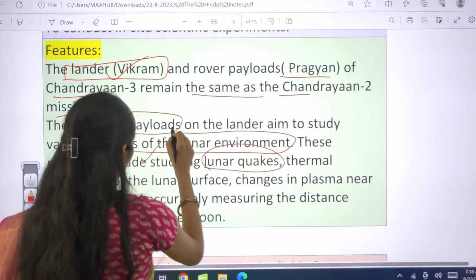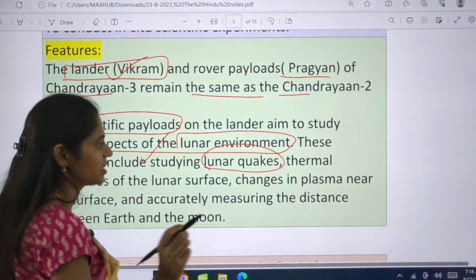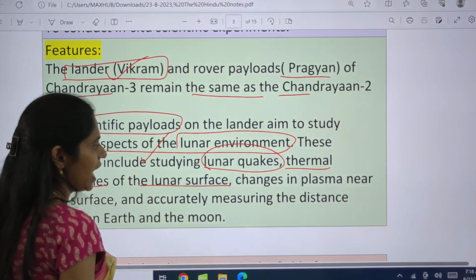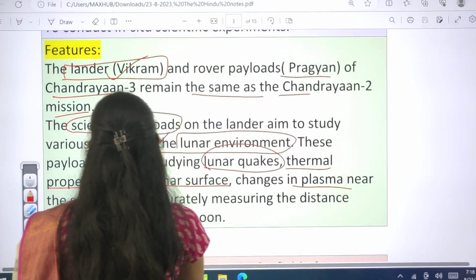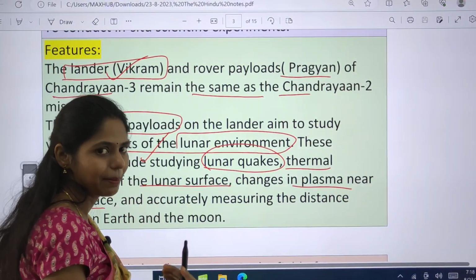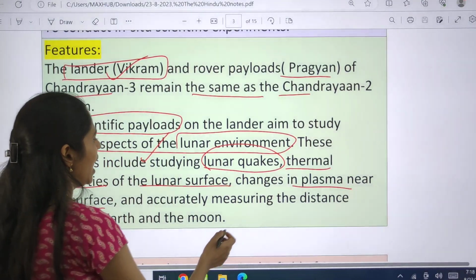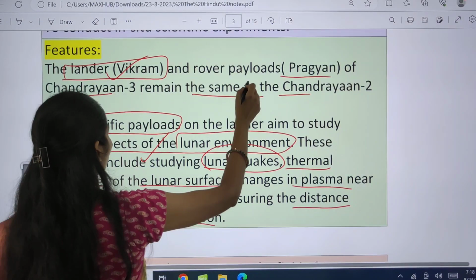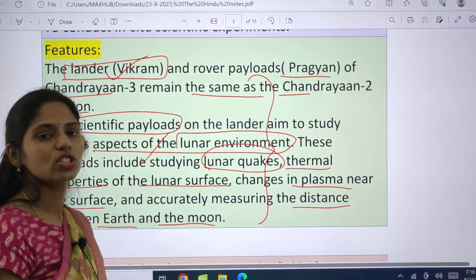So it is going to study lunar quakes and also the thermal properties of the lunar surface, and changes in the plasma near the surface, how changes are happening on the surface of the moon. And it is going to measure the accurate distance between the earth and the moon. So these are some important features of Chandrayaan 3.